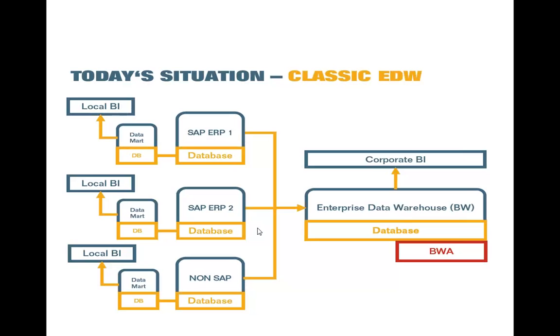So this is how today's situation is, where you have the ECC system or the ERP system placed on individual databases. Usually we use either Oracle or SQL. That data is moved to the enterprise data warehouse, having a database, and under that you have the BW accelerator for speeding up your reports for the corporate BI, right?